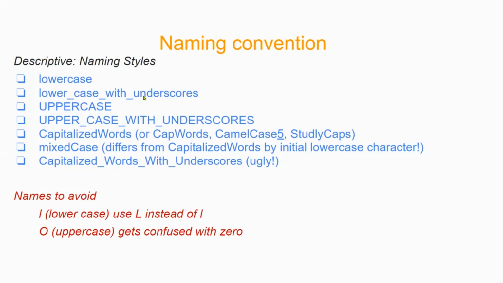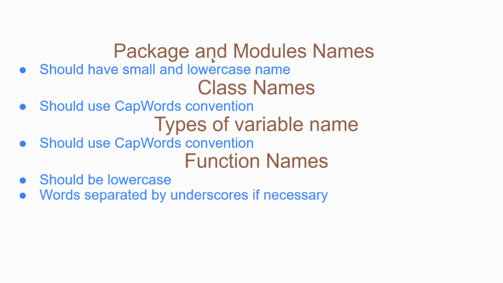Then the naming conventions. You can stick with either lowercase, or lowercase with underscores if it's a long name, or uppercase, or uppercase with underscores, or CapWords, which looks a bit ugly with all the capitals and underscores. Please avoid the lowercase l; if you want to use L, use capital L, otherwise it may be confused with I, and the same with zero and the letter O. For package and module names, they should be lowercase, and the same with class names. With the CapWords convention, use a capital letter first, and then again a capital for the next word. Variable names follow the same, and function names should always be lowercase. If the function name is long, you can use an underscore if necessary.